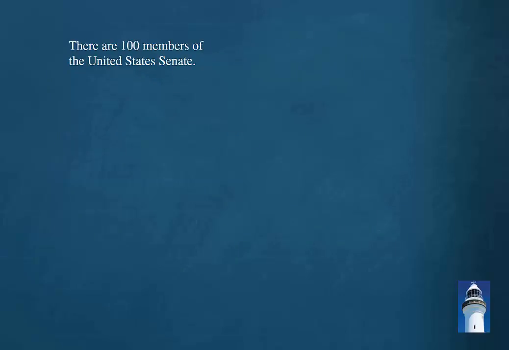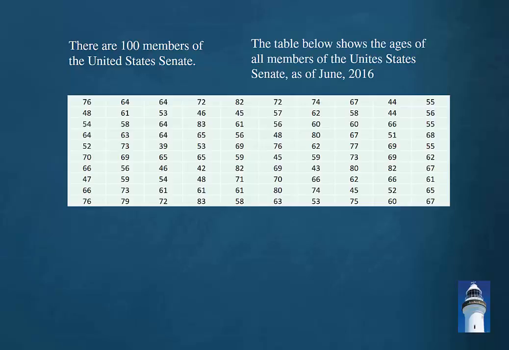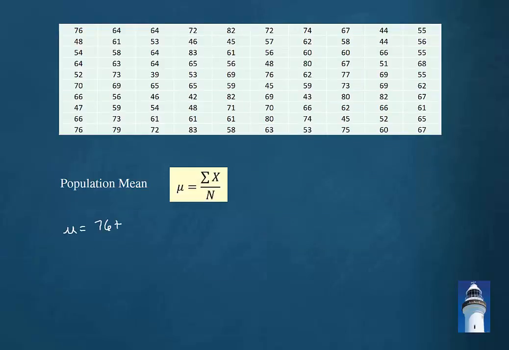There are 100 members of the United States Senate. The table below shows the ages of all members of the United States Senate as of June 2016. Since this data set represents all of the subjects in this population, we will calculate a population mean and use the appropriate Greek symbol mu when we report it. The first step will be to add all of the data values. The second step will be to divide this sum by the size of the data set.